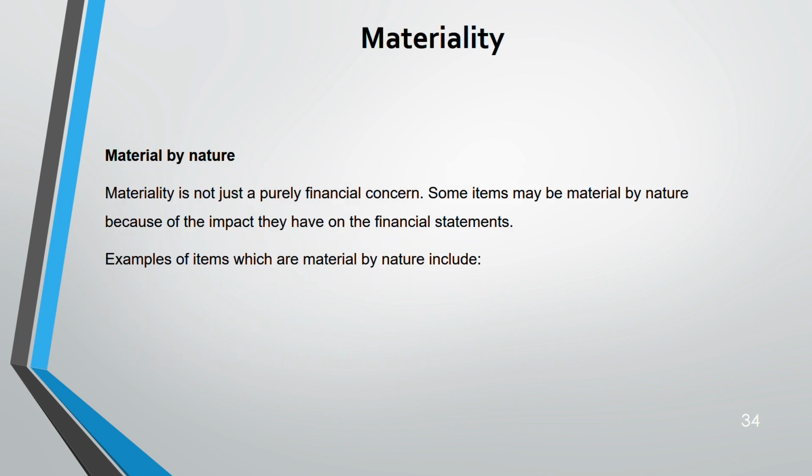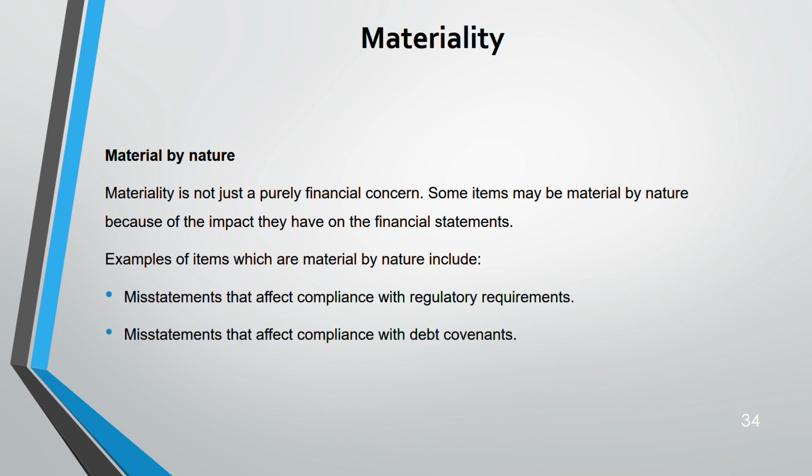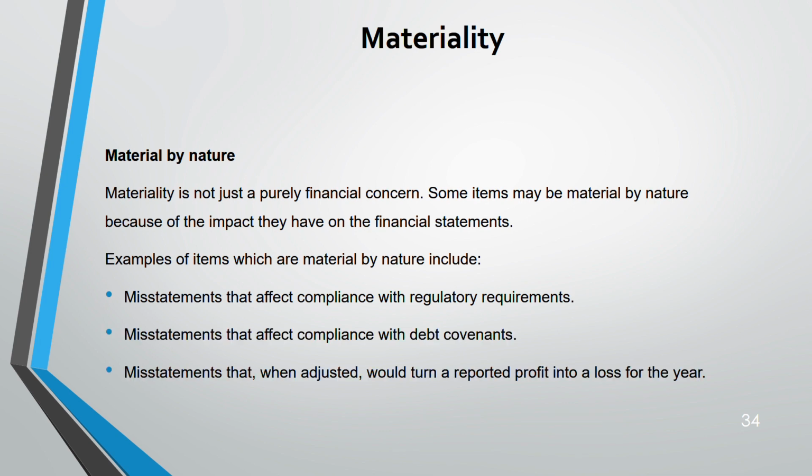Now, material by nature. Some items, even though they might not be material by the number, by nature are material. Everything is not just finance. You have to take care of financial, but sometimes you have to see the nature also, which is not financial, right? Examples: any misstatement that could affect compliance with regulatory requirements. Any misstatement that could affect compliance with a debt covenant. Any misstatement which, when adjusted, could change a profit into a loss is material.